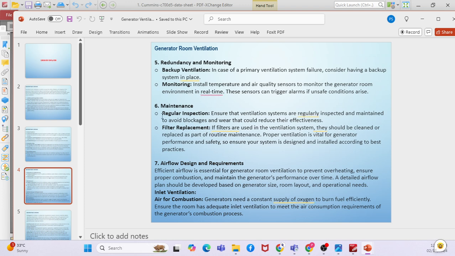Okay, then there is proper maintenance, regular inspection, filter replacement. Okay, then airflow design and requirement. Efficient airflow is essential for generator ventilation to prevent overheating, ensure proper combustion and maintain the generator performance.